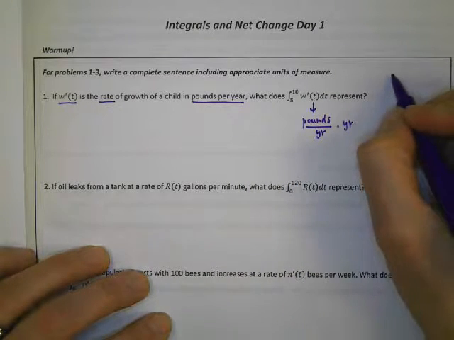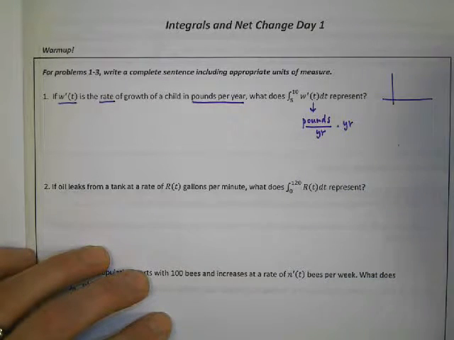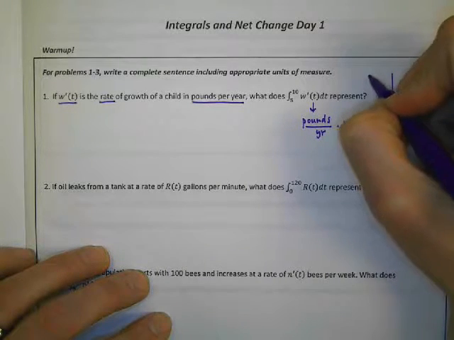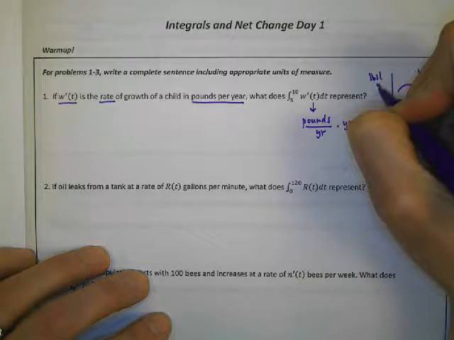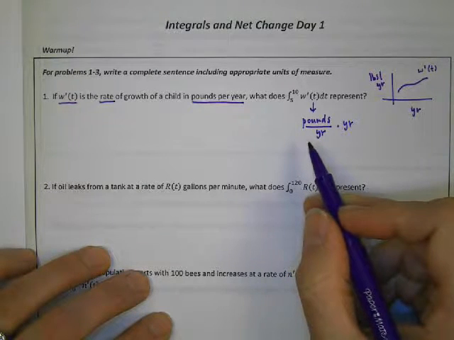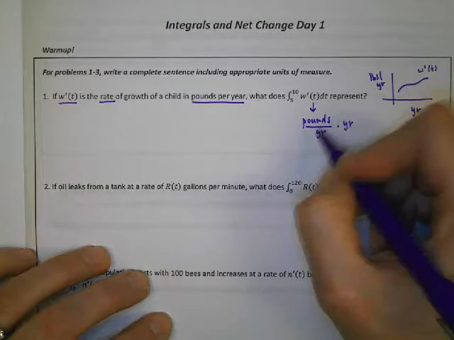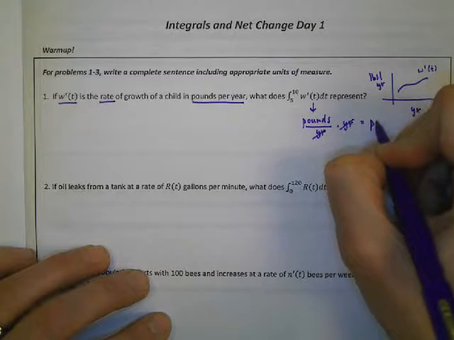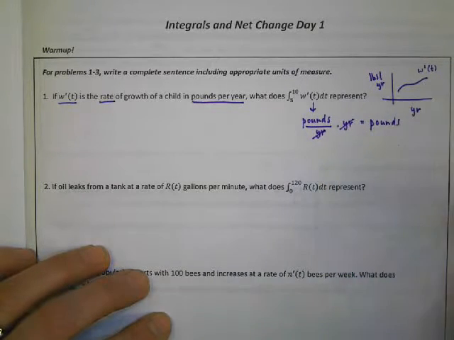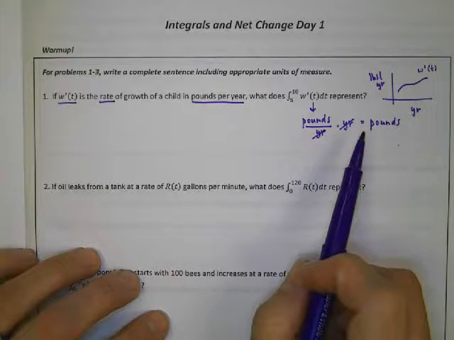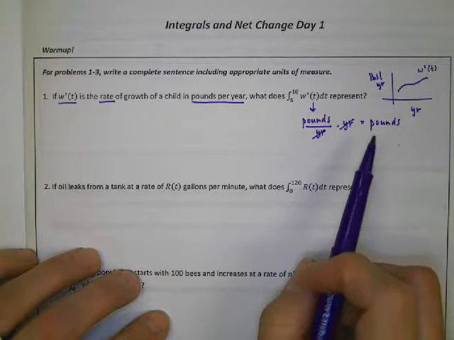What we're really imagining here is a function. If I knew what this function looked like, and I'm just sketching something, let's say this was W prime of t. We know that our y-axis is pounds per year, and our x-axis would be in years. So that's what I'm representing here. If we were to take the area, we'd be multiplying these units, and what we noticed is those years would cancel out, and so our units would be pounds. So if I integrate that rate function, what I'm getting is units in pounds. That's going to help me answer the question.